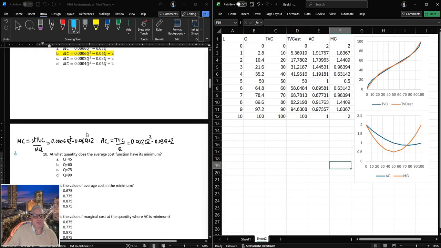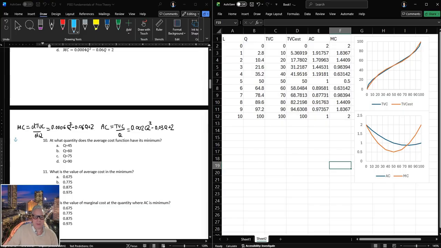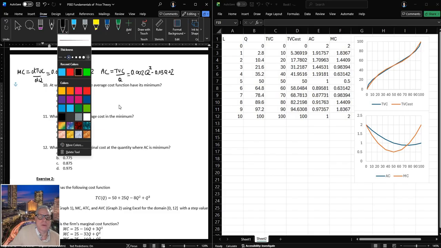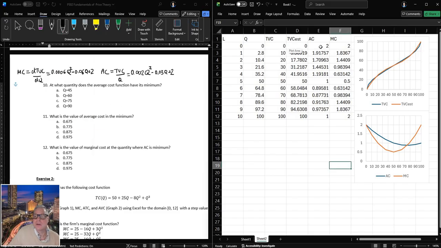Okay, so at what quantity does the average cost function have its minimum? Okay, so the average cost function is 0.002 Q squared. Just see that 0.000. Oh, okay, I forgot here was 0, that's why. Oh, there's another 0 here. So there were 3 zeros, 1, 2, 3. Okay, so that explains it.